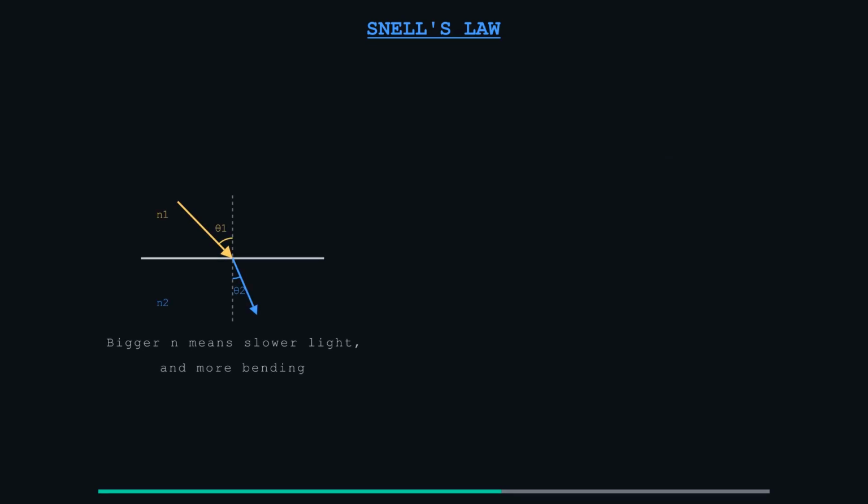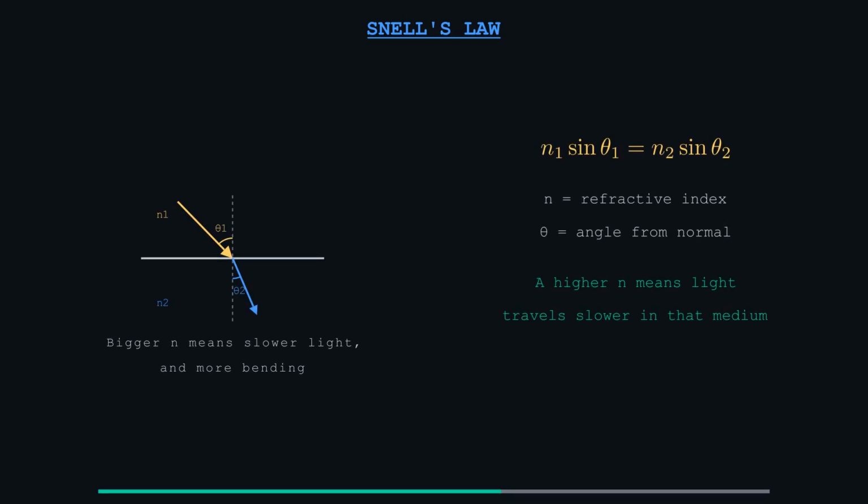Snell's law puts a number on refraction: n1 sine theta 1 equals n2 sine theta 2, where n is the refractive index of each medium. A higher refractive index means light travels more slowly through that medium and bends more sharply when it enters it.